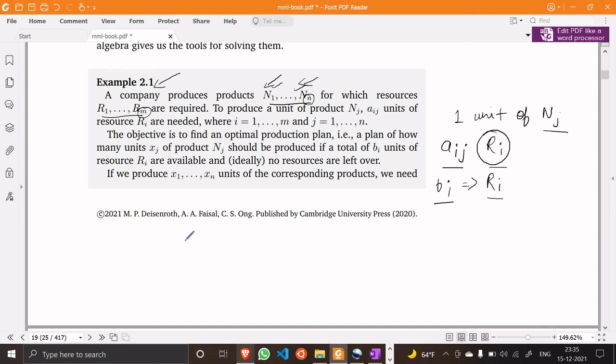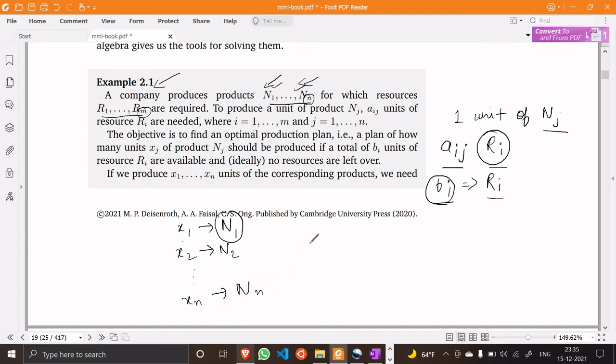Now, how do we represent such a problem, right? So what we'll do is we'll assume that we make x1 units of n1 product, because we only know how much resource is available. We don't know how much of a product is made, right? So this is an unknown for us. Similarly, we'll make x2 units of n2 and so on and so forth, right? So since we have n products, xn units of nn.